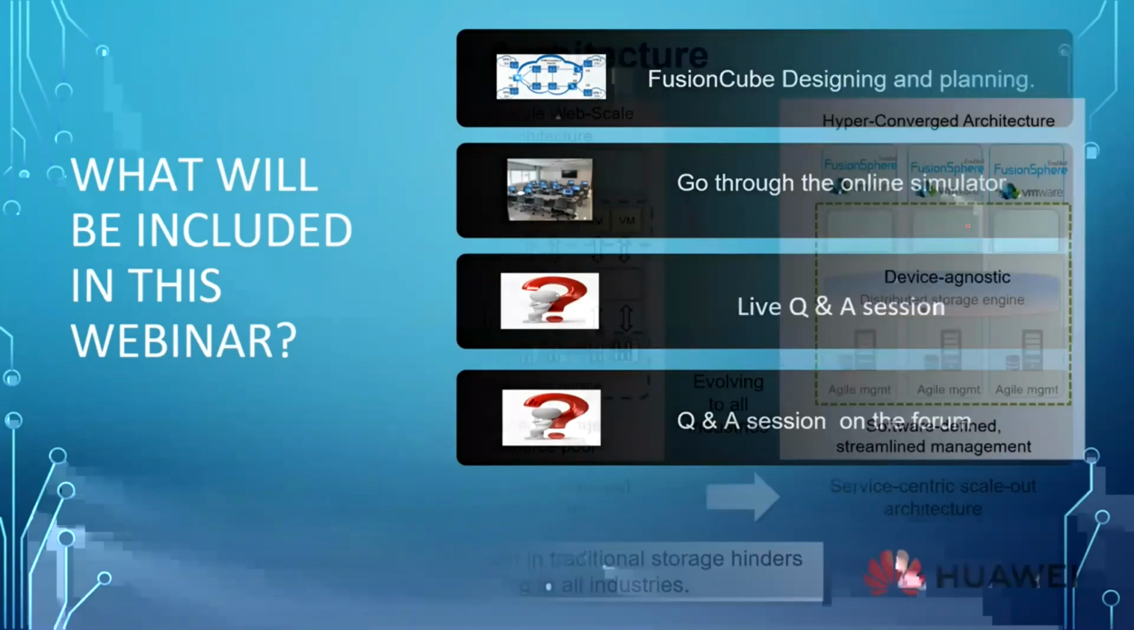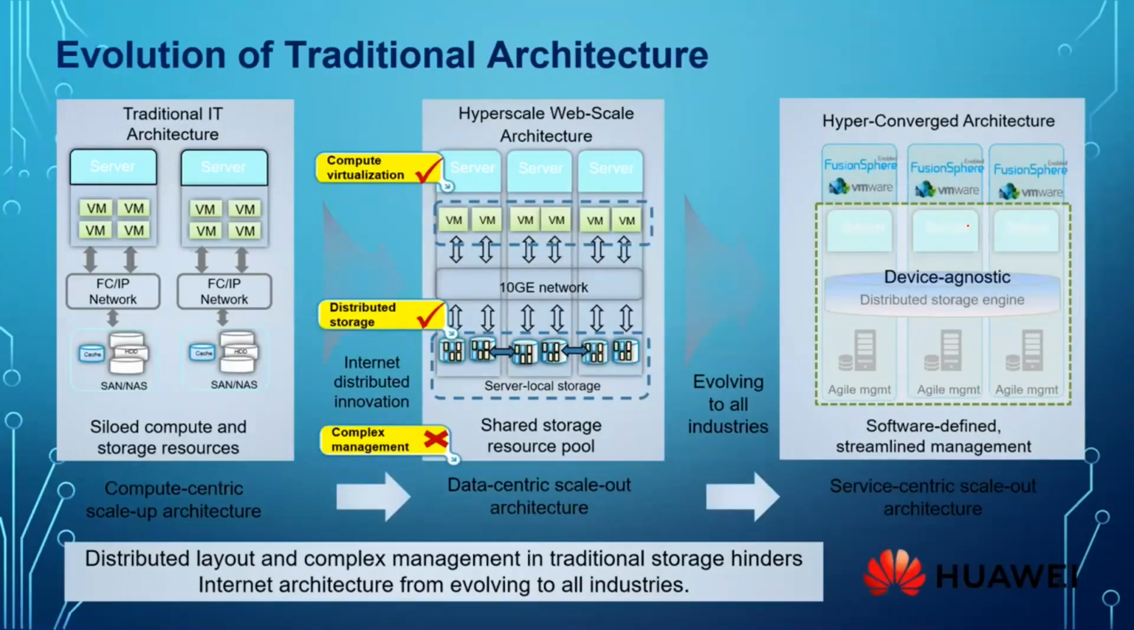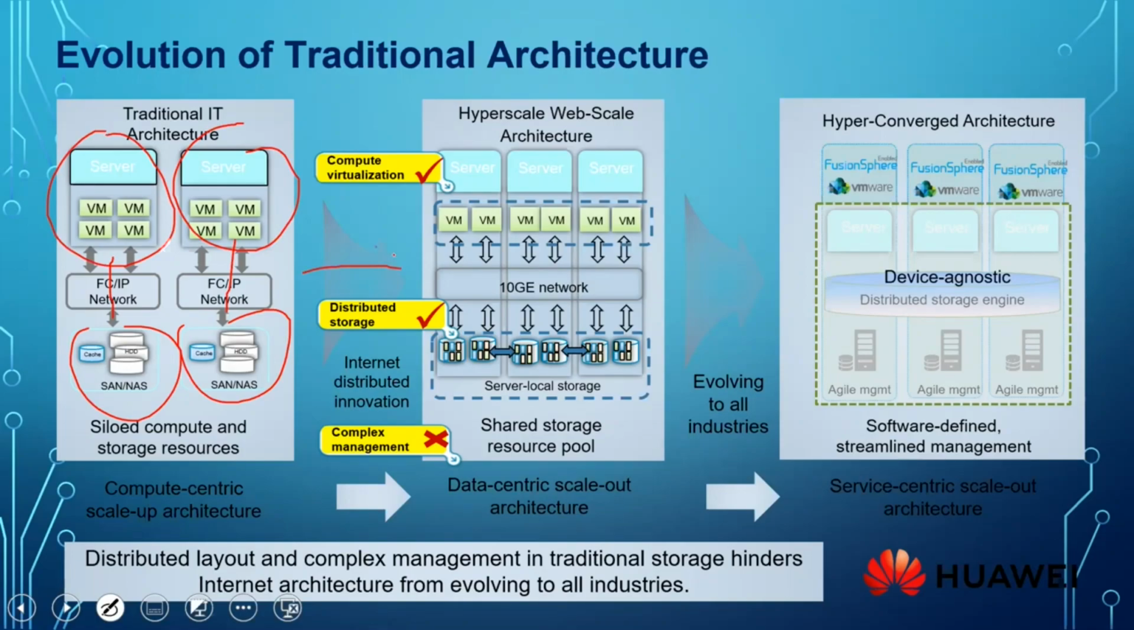In the traditional environment, as we can see, in the traditional compute-centric scale-out architecture, we have different storages, and on top of that, we have connectivity with the SAN or IP. This is the network connectivity, and then we have servers. On each server, different VMs are running.